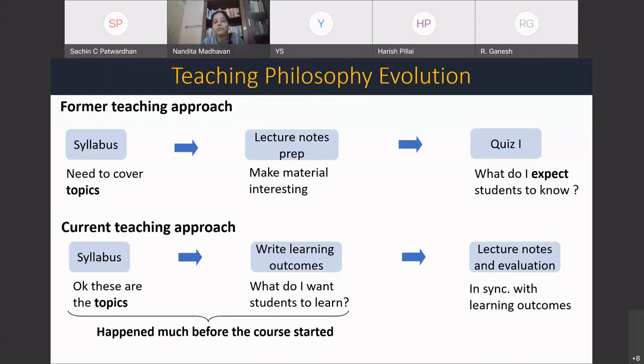What I like with this approach is that much in advance of the course beginning, I get to think of what I actually want the students to learn in terms of the output, or what they will do with the data or information that I'm giving. This has been a very useful framework for me in not only preparing the lecture notes, but also having the evaluation in sync with the class content. So I would just give some examples of the things I've tried and how learning outcomes have helped me in this journey.